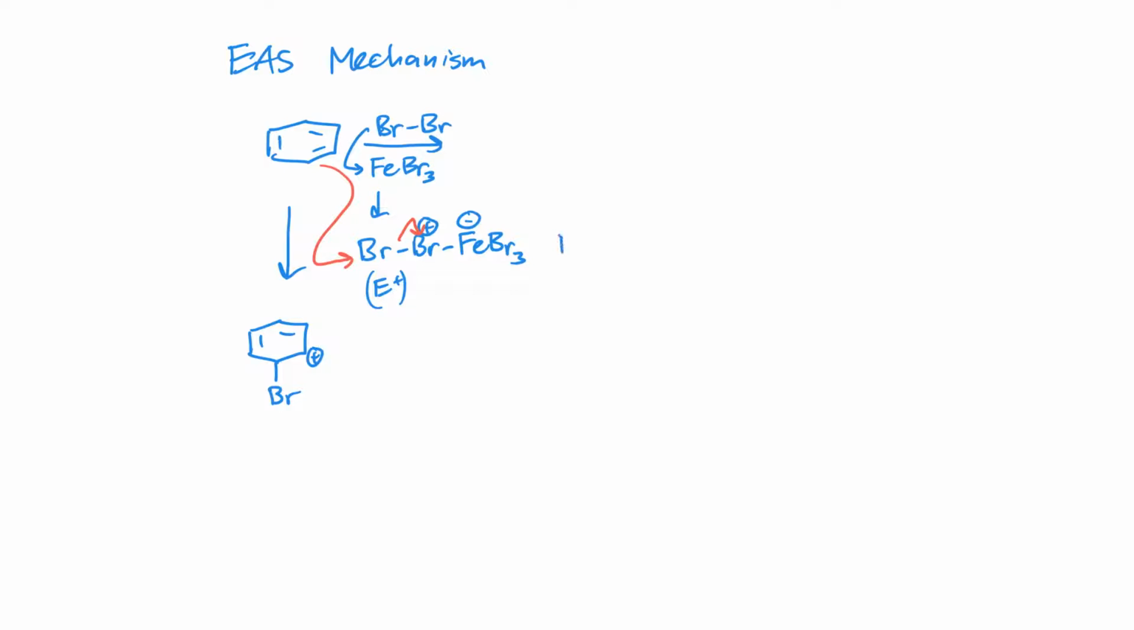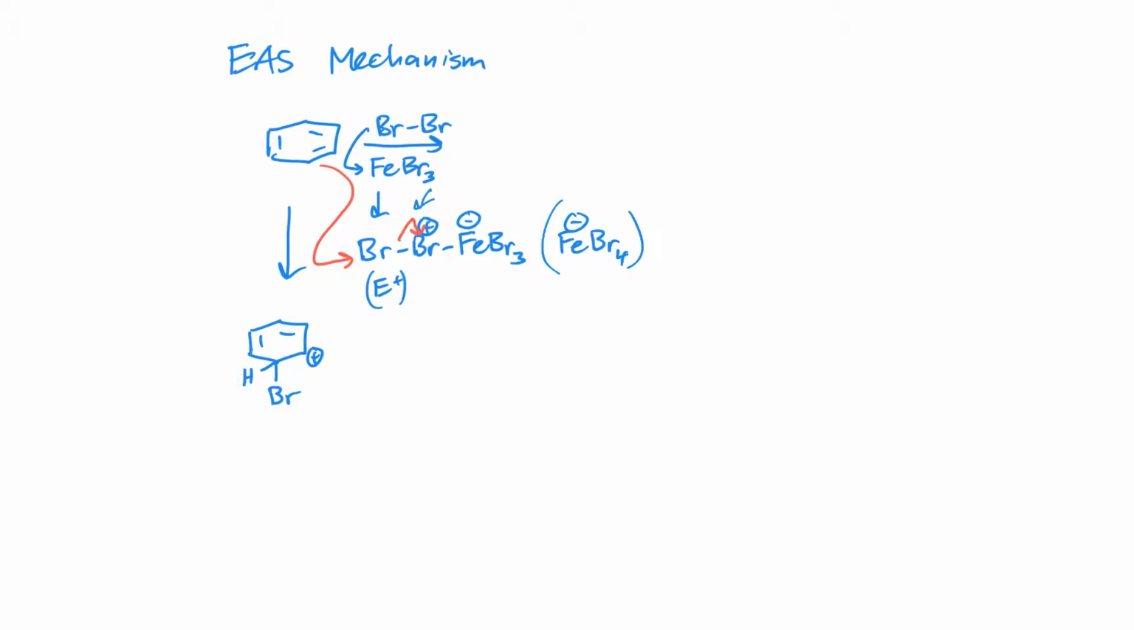And then I have FeBr4 minus right here as my leaving group. That's what we get from this red arrow right there. There is a hydrogen here. I like to draw that so I can keep track of it. I'm going to need to use that later. But right now I want to show why this reaction is favorable.